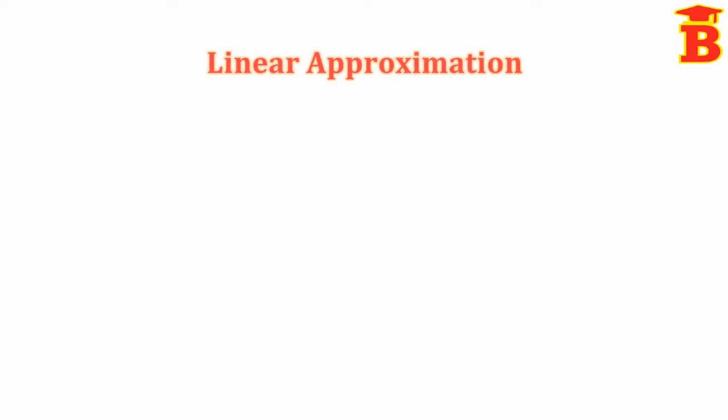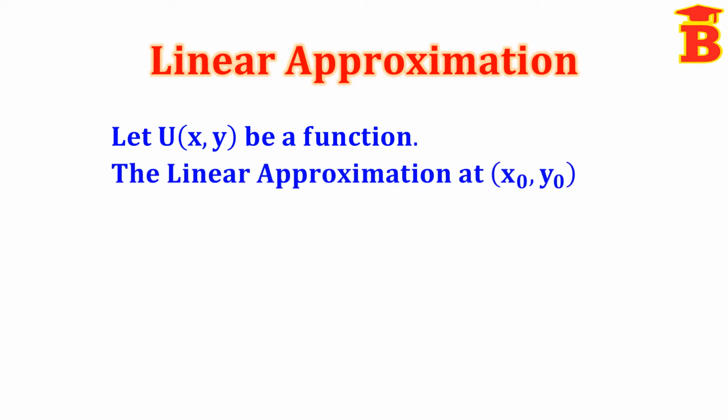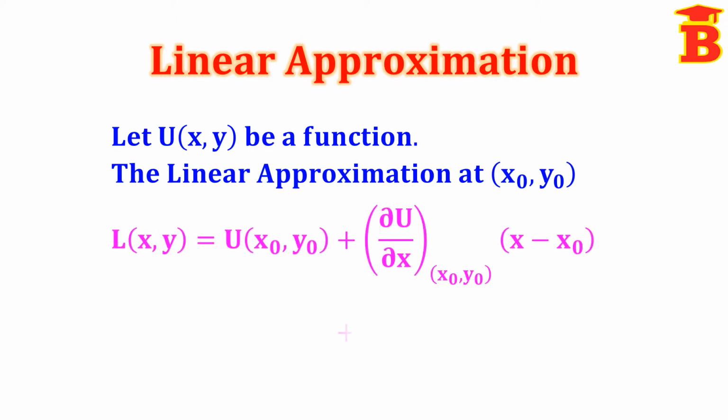Let us learn about the linear approximation in partial derivatives. Let u of x comma y be a function. Then the linear approximation at x0 y0 is L of x comma y equal to u of x0 y0 plus dou u by dou x at the point x0 y0 into x minus x0 plus dou u by dou y at the point x0 y0 into y minus y0.